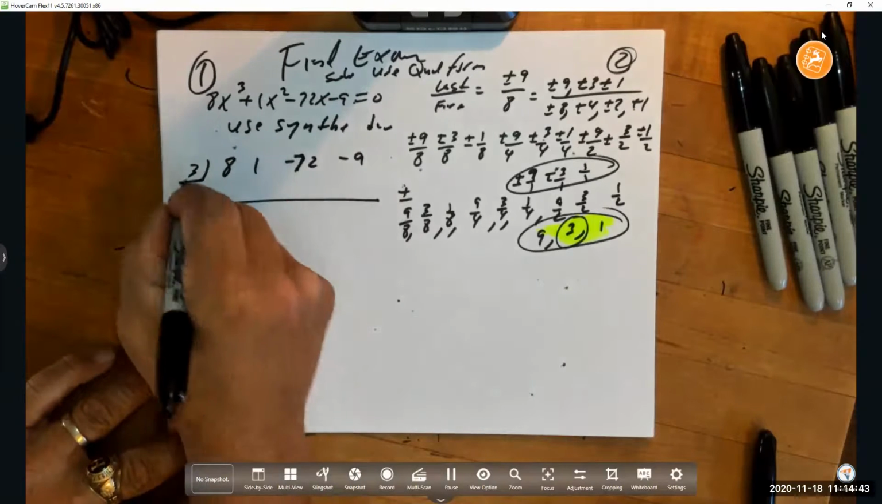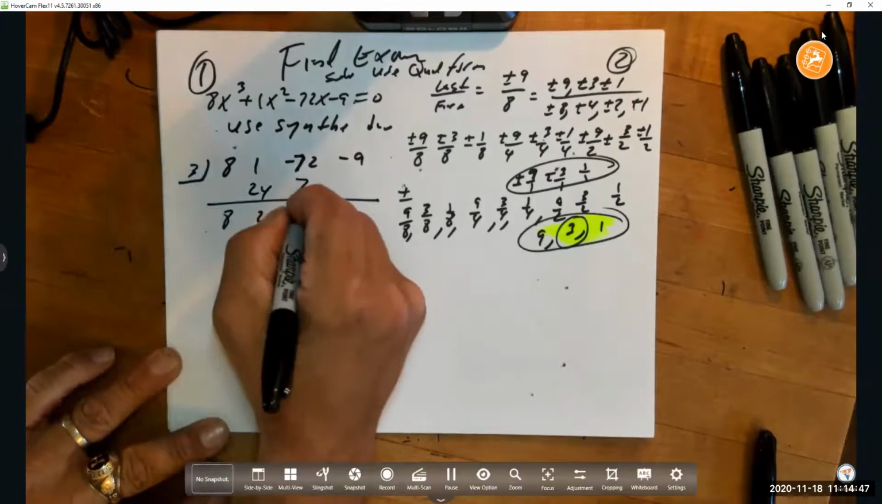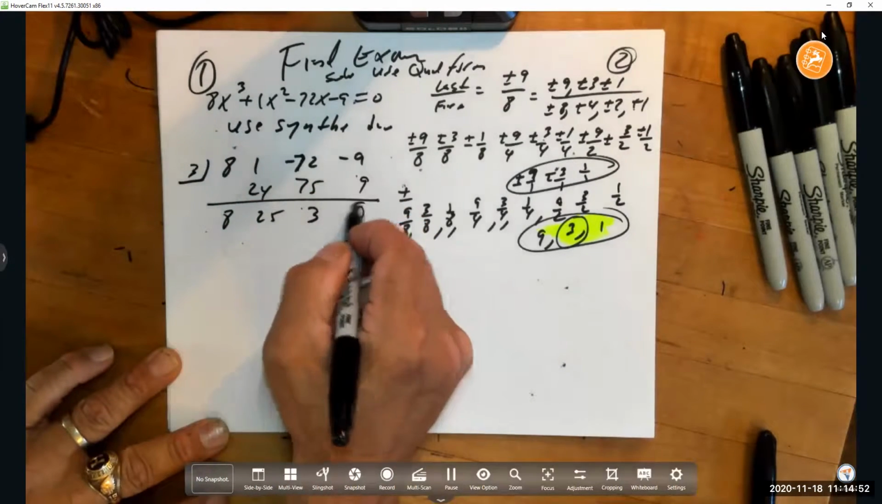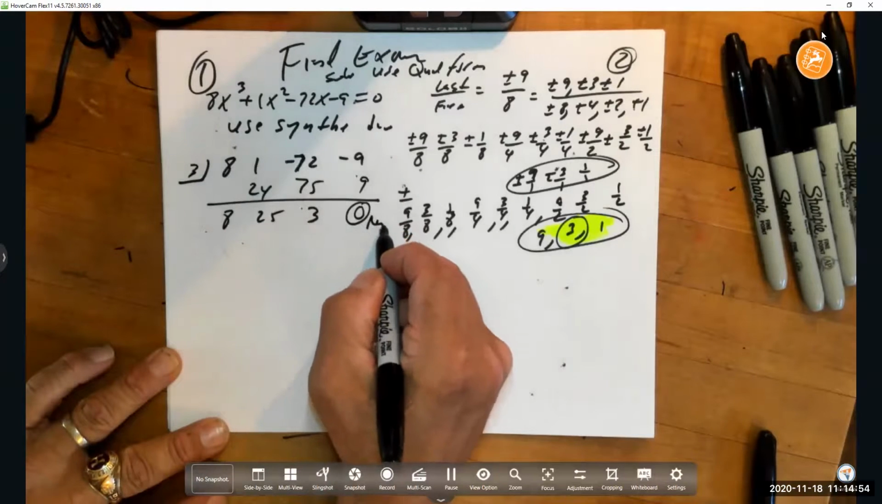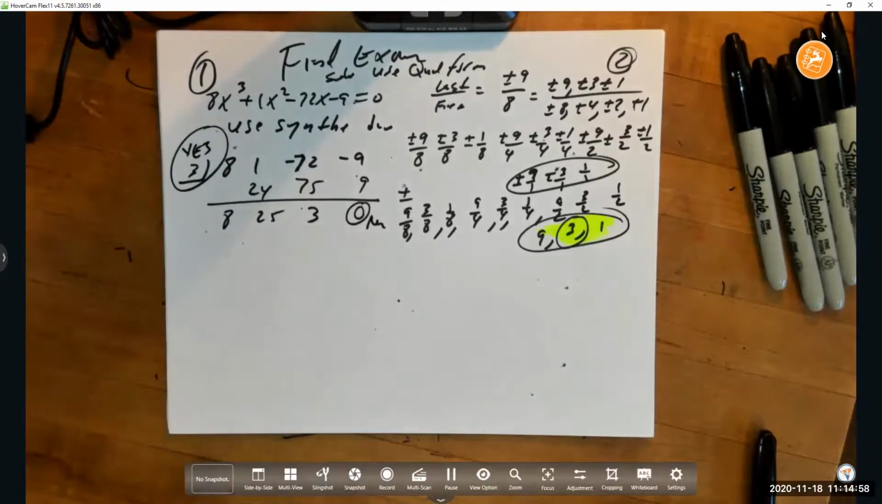Put the 8 down here. 3 times 8 is 24. 24 plus 1 is 25. That's going to be 75 minus 72 is a 3. 3 times 3 is 9. 9 minus 9 is 0. Yes, the remainder is 0. So it means yes, this is a good guess. That's a good answer. Don't do 3 again.